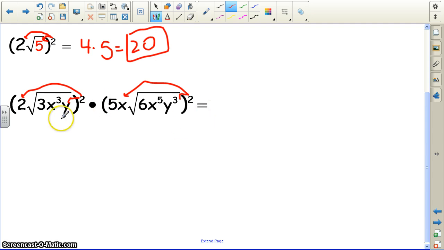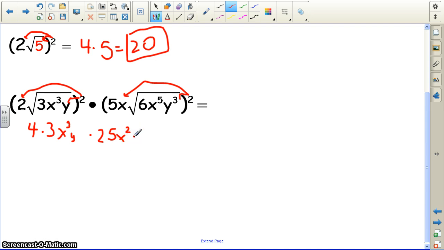For that very first one, I'll just write underneath it here. So 2 squared is going to give me 4 times, well, that square root of 3x cubed y squared, the square and the square root cancel out. So I'm basically just left with 3x to the third power times y times, now let's look at our other set of parentheses. I'm going to take that squared and multiply it by, and take this 5x and square it first. So 5x, the whole thing squared, is going to give me 25x squared.